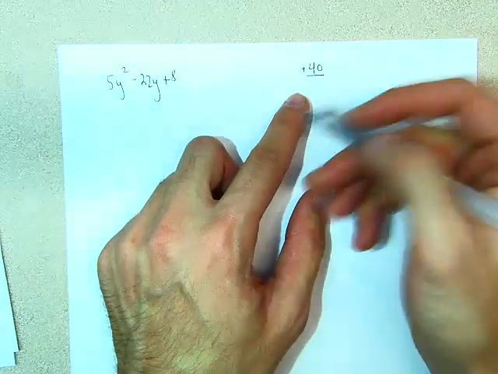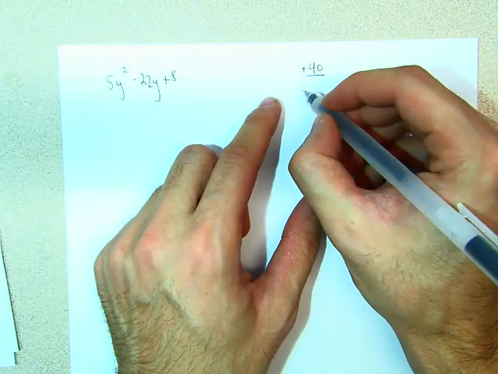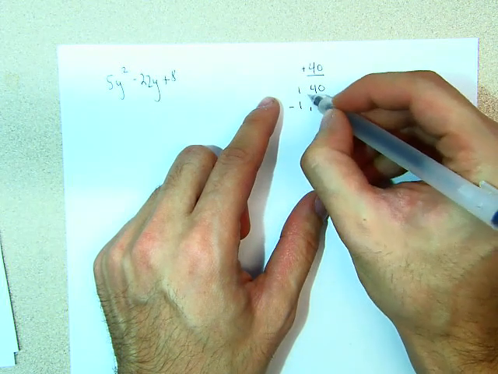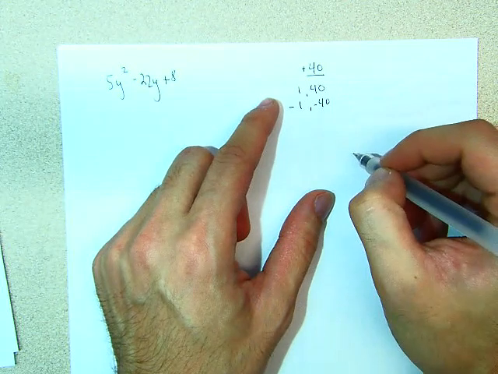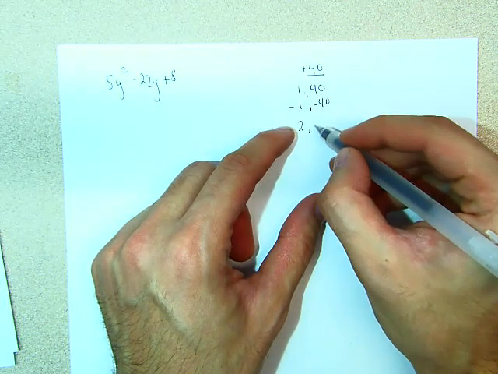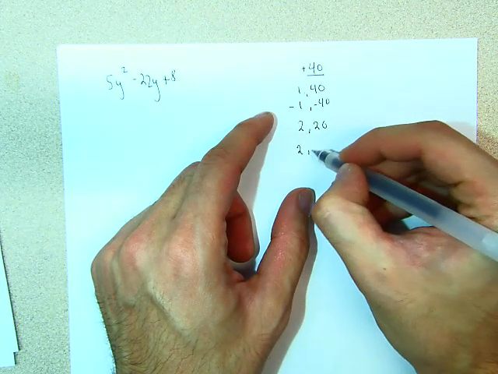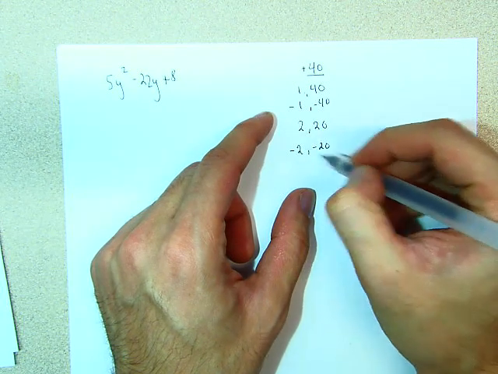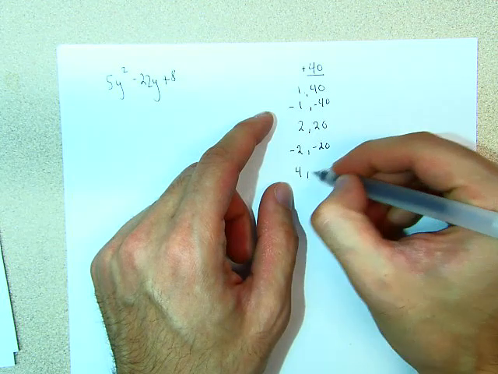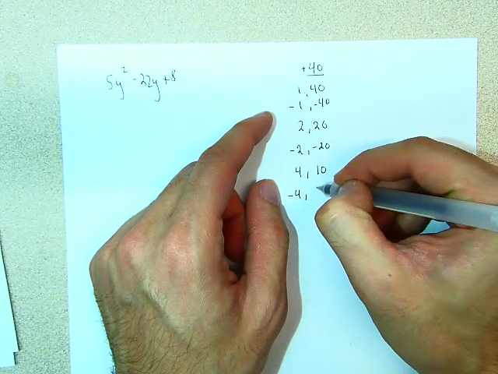So let's find out. How can you get positive 40? Well, you could get 1 times 40, right? Negative 1 times negative 40. Okay, remember, don't forget that. After 1, let's see, that's 2. 2 times 20, and negative 2 times negative 20. Anything else? 4 times 10, and negative 4 times negative 10.